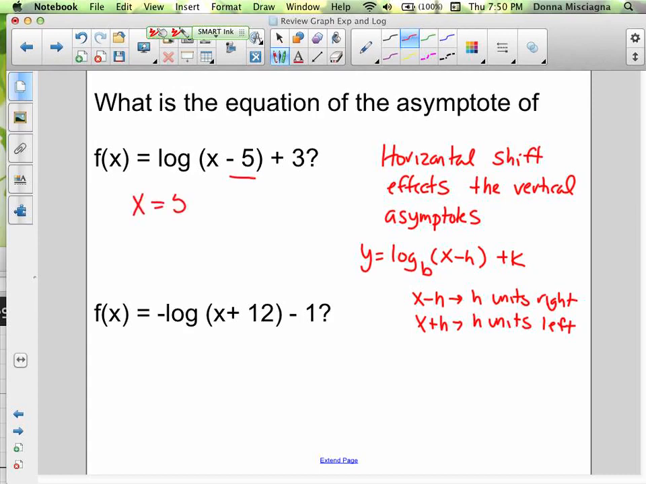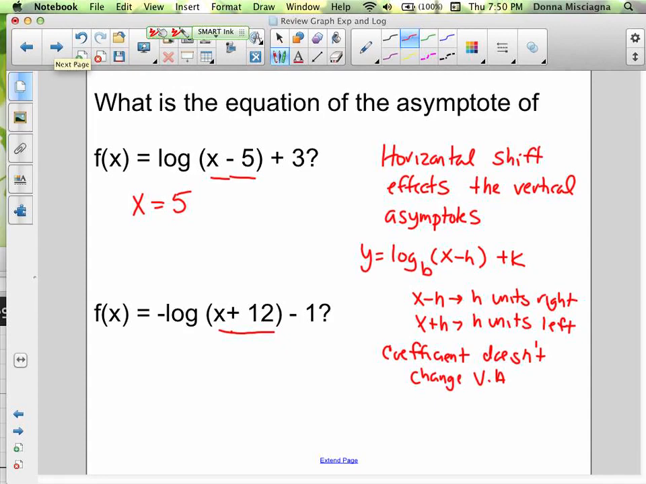All right, so that means the equation of our asymptote is going to be x equals 5, right? Because we moved to the right 5. Here we have a negative in front, not going to change, so the coefficient doesn't change the vertical asymptote. It changes the direction it's going to go, down left to right, but it's not going to change its vertical asymptote. Here this was an x minus 5, we moved 5 to the right. We have an x plus 12, we're going to move 12 to the left.